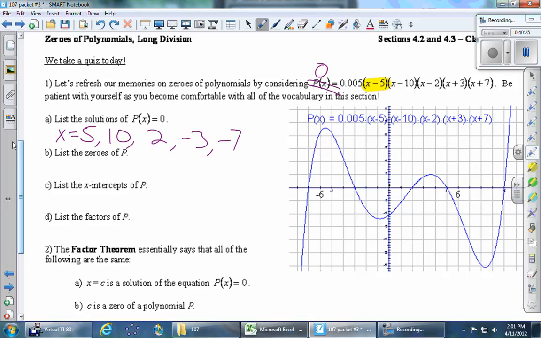Okay, then it says list the zeros. We defined that word last time, but I will remind you that the zeros of P are the values of X that make P of X equal what? Equal 0. That's what the word zero means. It means find the X values that make the whole thing equal 0. Well, that should look really familiar because that's what part A is, right? Same answers. 5, 10, 2, -3, -7.